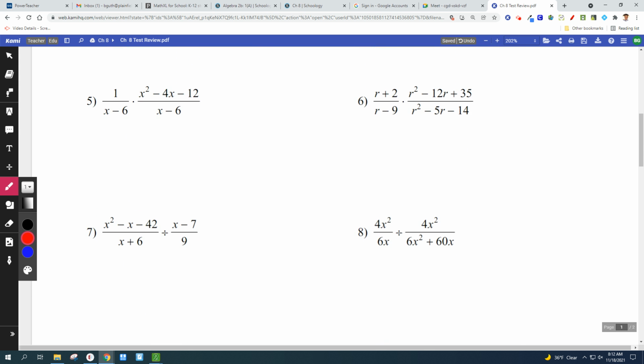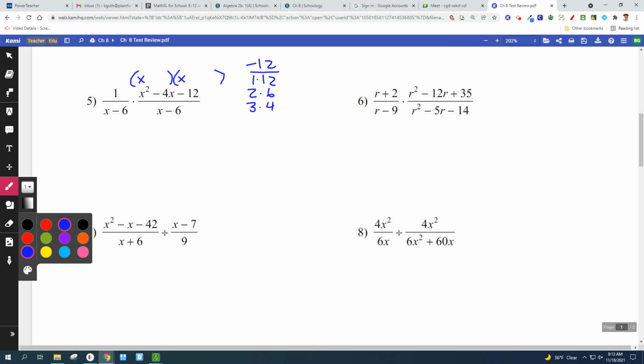Still canceling. Now we're multiplying though, but it's basically the same thing. Cancel stuff on the top with stuff on the bottom. Factor first though. On the top, I've got an easy trinomial pattern. I need 2 numbers to multiply to 12 and add up to -4. They multiply to -12. That tells me one of my numbers is negative. And then they're going to add up to -4. I've got x plus 2 and x minus 6.